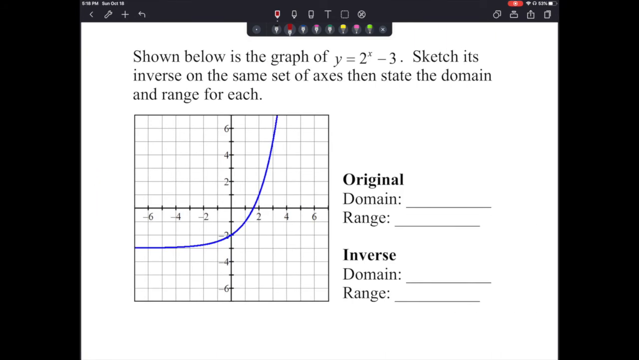All right, so shown below is the graph y equals 2 to the power of x minus 3. Sketch its inverse on the same set of axes, then state the domain and the range for each.